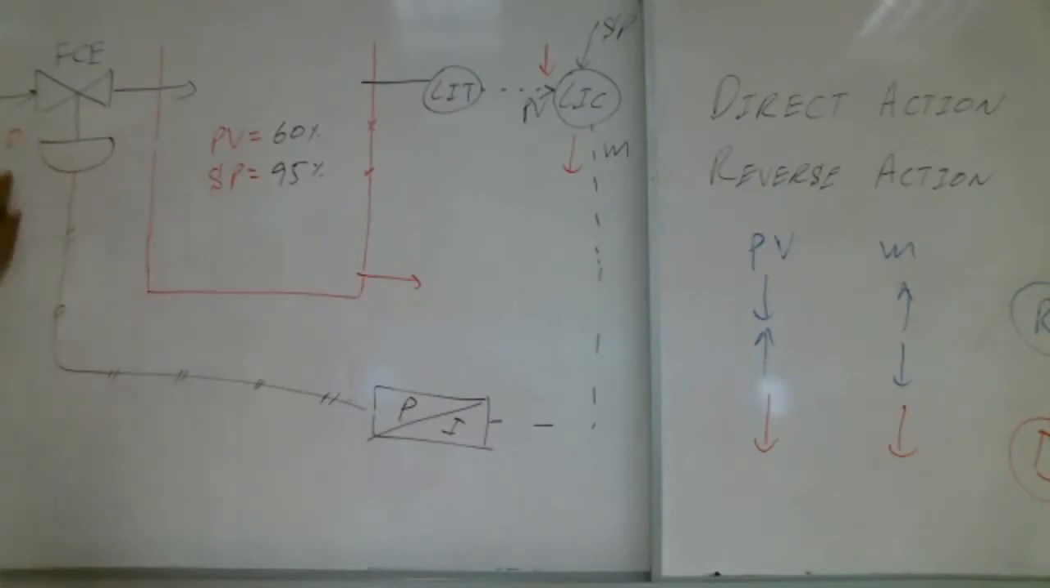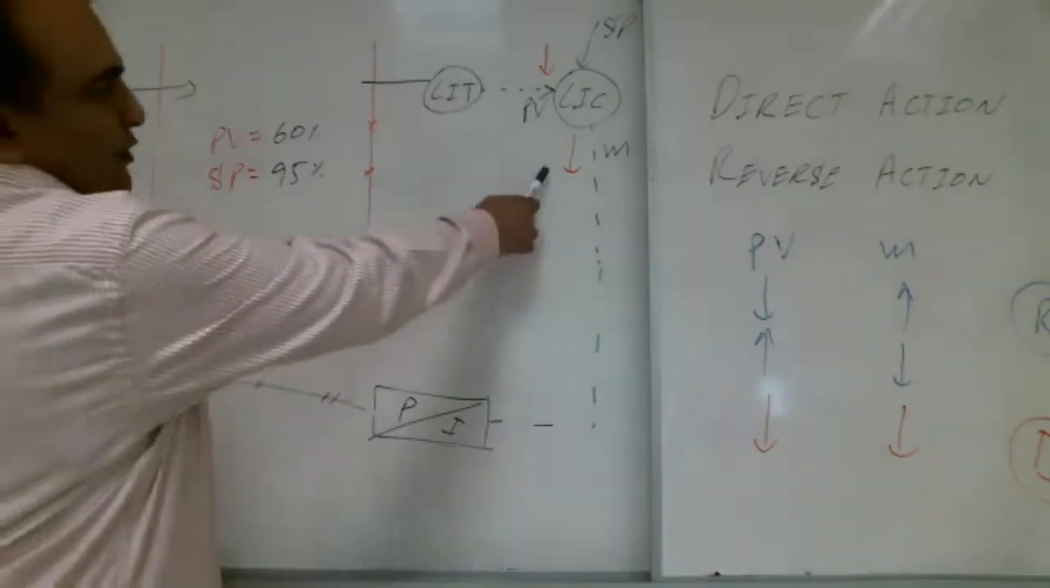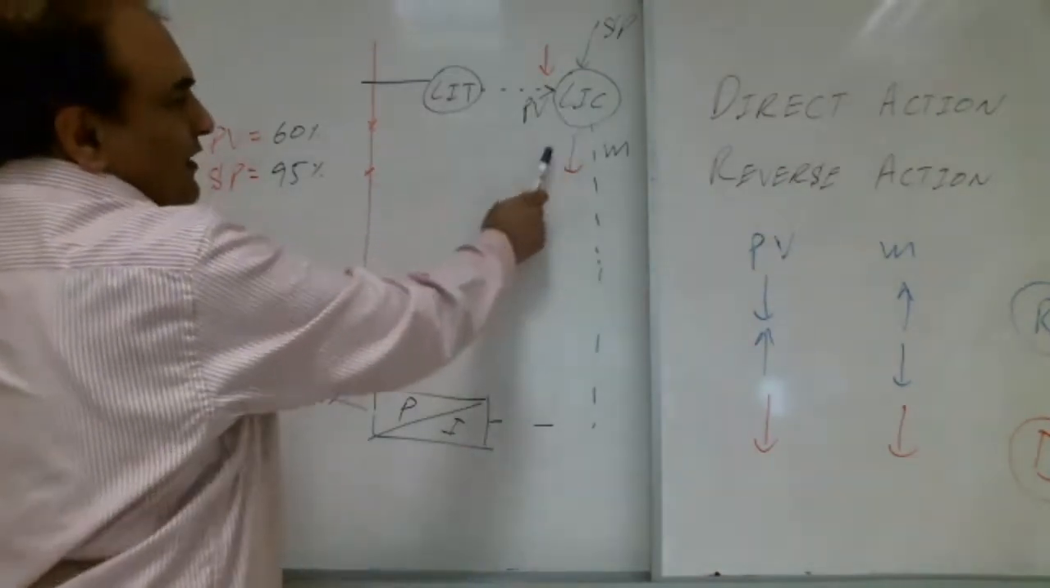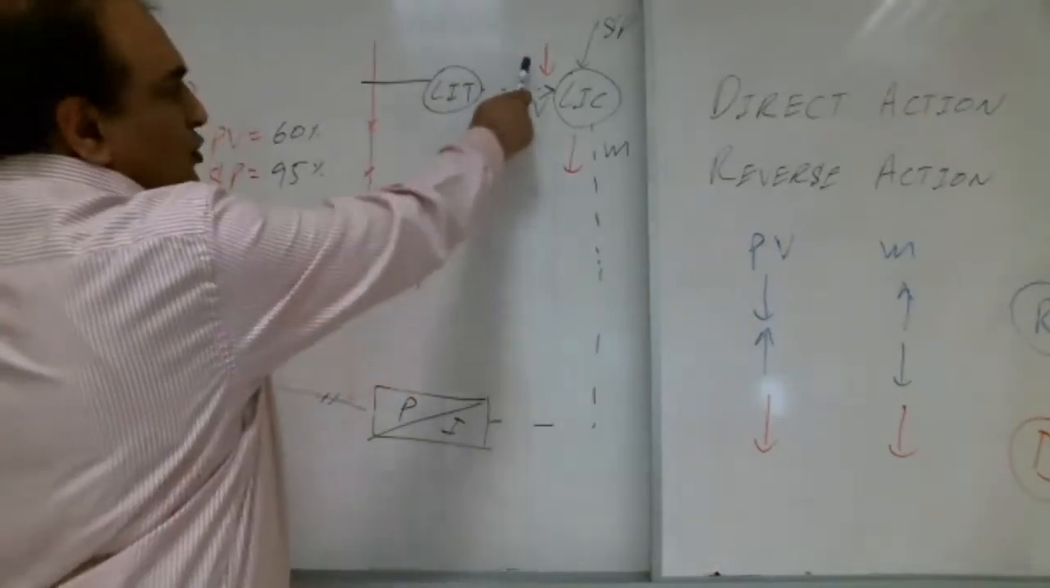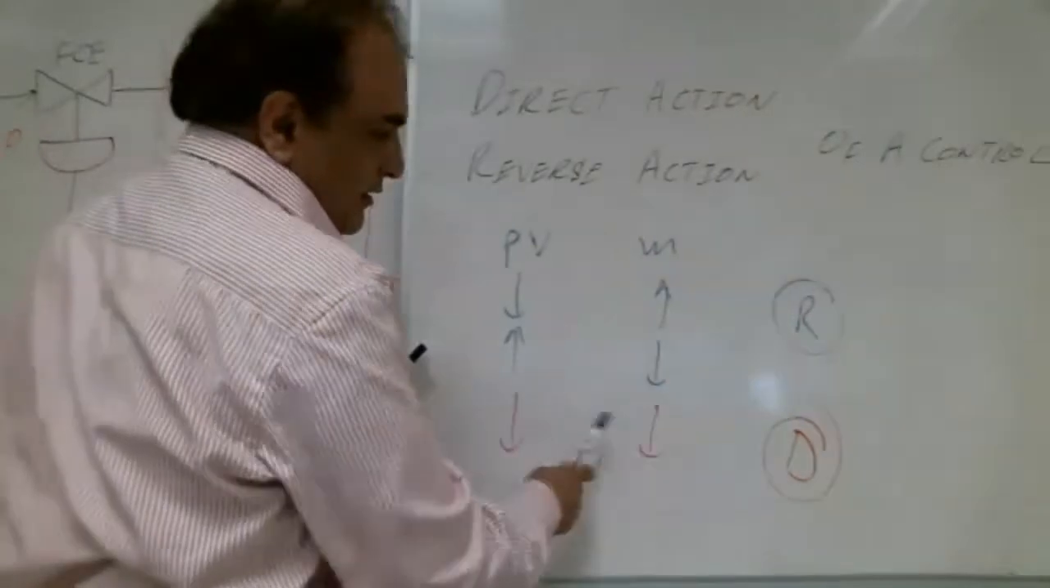Okay. This valve is normally open. If it is normally open, we should remove the signal to open it, or increase the signal? Decrease the signal or increase the signal? Decrease. A lot of brothers are writing decrease. So that's why we put the arrowhead down. So the output of the controller should be down. So both arrowheads are down. What does it mean? Direct action.